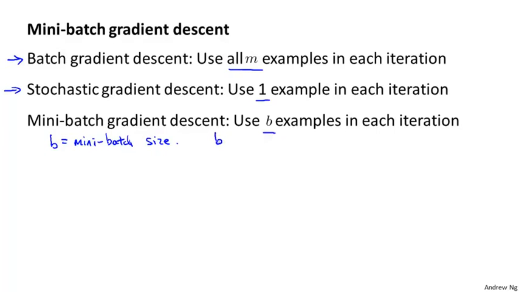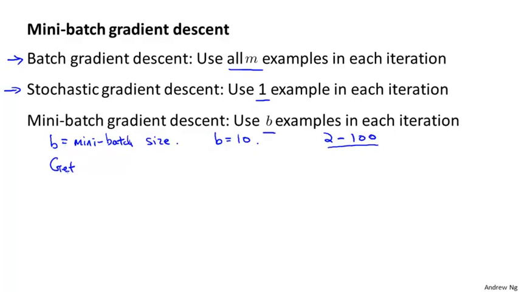A typical choice for the value of b might be b equals 10, let's say, and a typical range really might be anywhere from b equals 2 up to b equals 100. So that'll be a pretty typical range of values for the mini-batch size. And the idea is that rather than using one example at a time or m examples at a time, we're going to use b examples at a time.